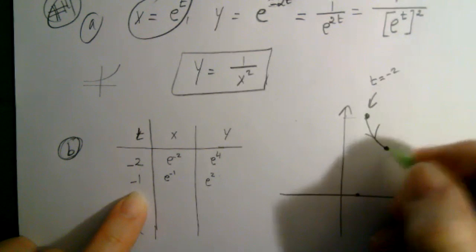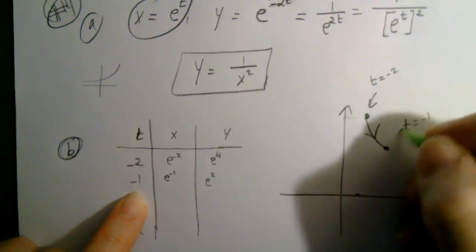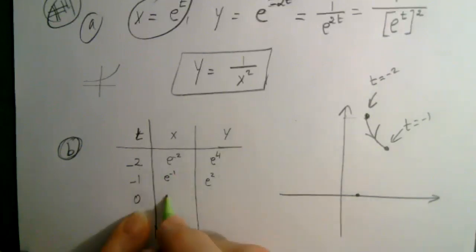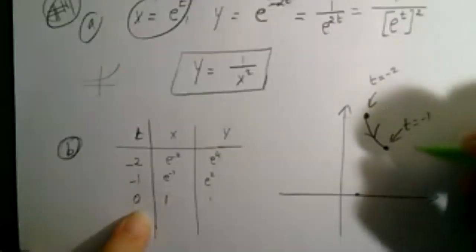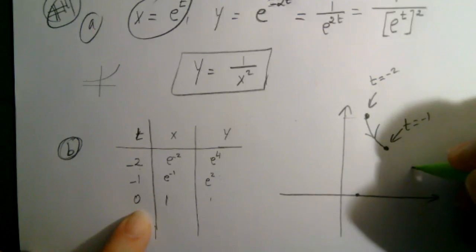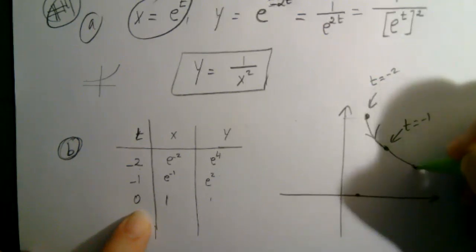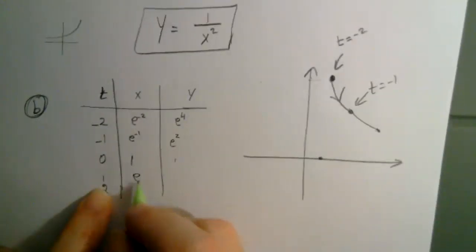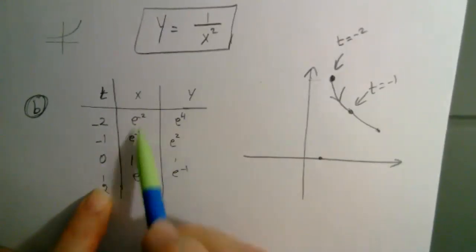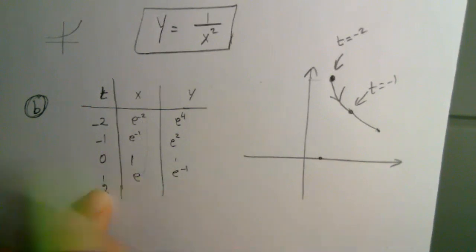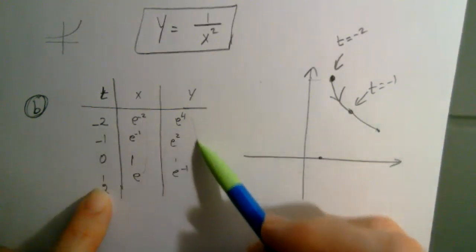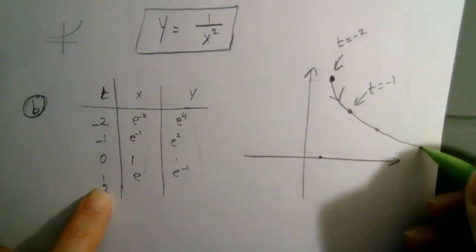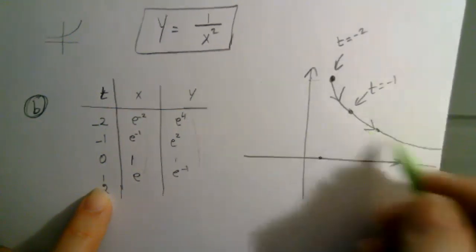So this is the value at t equal -1. At t equal to 0, I am at 1, 1. So we're going to keep going down. It's going to be something like this. At t equal 1, I am at e and e to the minus 1. X increasing, we're moving to the right. The y is losing values, we're moving down, and we're going to get this piece on.